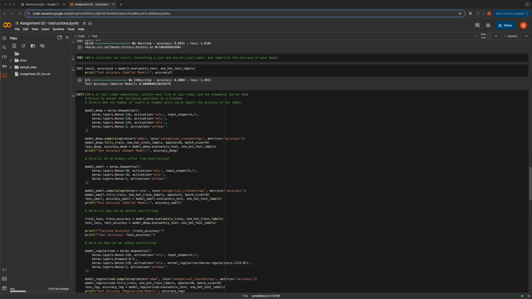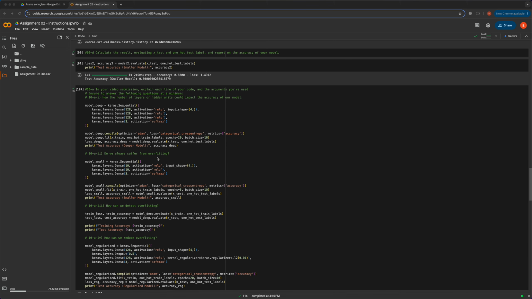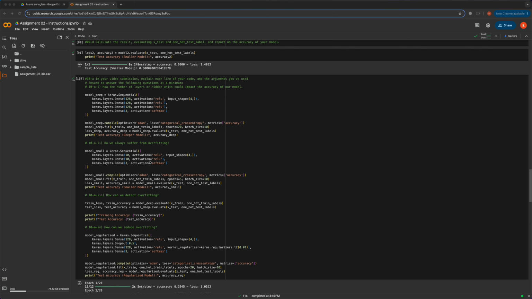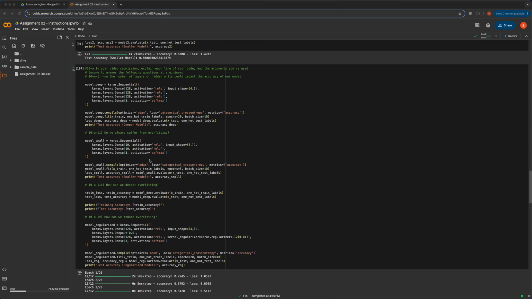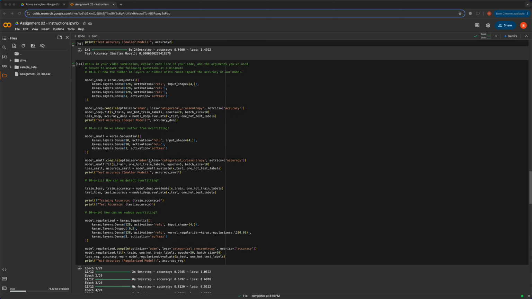Question 1: how do the number of layers and hidden units impact the accuracy of our model? In this experiment we build a deeper model with 3 hidden layers, each containing 128 neurons. The activation function we use is ReLU, which helps in learning complex patterns, right? The model is compiled using the Adam optimizer, and we use categorical crossentropy as the loss function since this is a multi-class classification problem. We train the model for 20 epochs using a batch size of 10 again, and after training we evaluate the model on the test set.